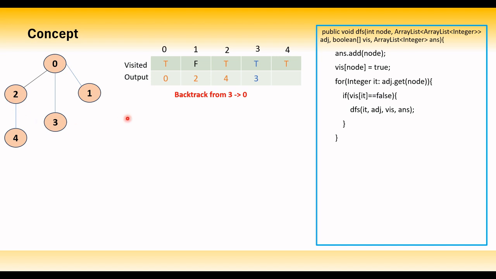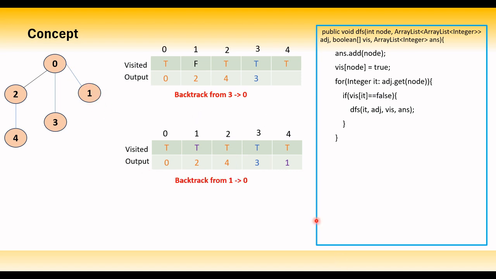So since 2 and 3 are already visited, so it will visit node 1 and it will mark it as true. So once it is marked true, then it will check if it has any adjacent nodes. Obviously there is nothing to visit, so it will backtrack to 0, and in this way it will come out of the loop, and we have traversed all of the nodes using depth first search algorithm.